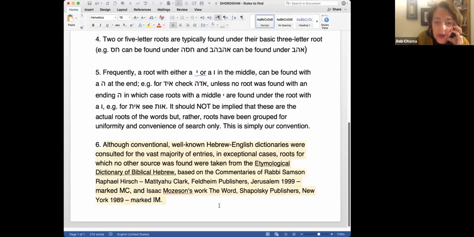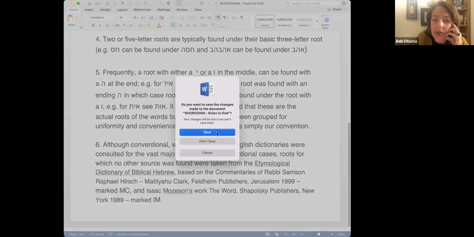And this is just a reminder that this book, the Etymological Dictionary of Biblical Hebrew, is the one book we used. This is another book, The Word, by Isaac Moserson. This is another one. We talked last week about how Klein is a great etymological dictionary. But I'm going to show you something amazing in a moment. I'm going to teach you all how to use Sefaria.